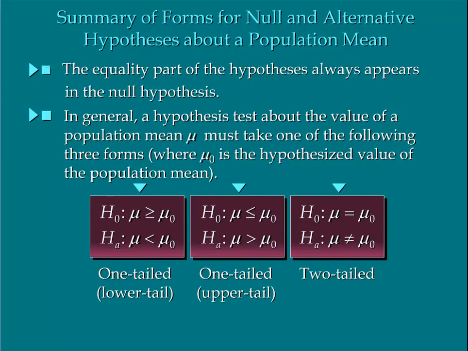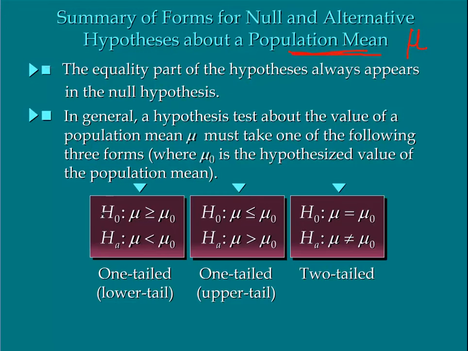Now, the summary of forms for null and alternative hypothesis about a population mean. Okay, so we can do something similar for the population proportion. So this is a population mean, and we would write that mu. Okay, so we see mu in all of these mathematical expressions down below. Now, the equality part of the hypothesis always appears in the null hypothesis of the hypotheses.